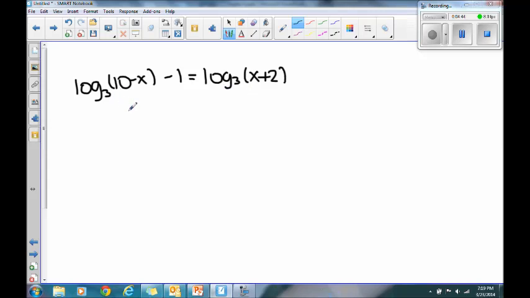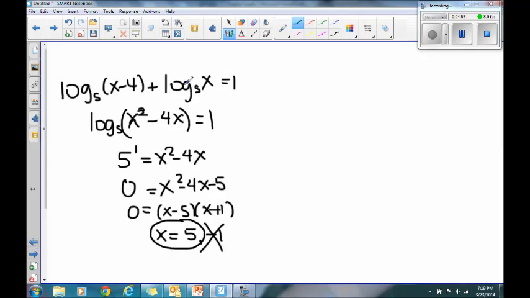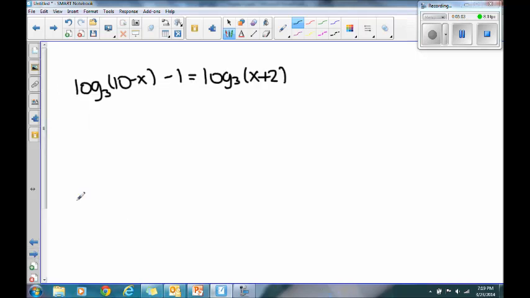Yes. Alright, now we notice first of all, when we scan the problem, we have logs in some of the terms, but we do not have logs in all of the terms. So our goal is to get all of the terms with logs in them on one side of the equal sign, and all of the terms without a log in it on the other side of the equal sign. And we do that like any other algebraic problem that we do. We use addition and subtraction to move our terms initially. So I'll leave my log base 3 of 10 minus x. I'm going to subtract log base 3 of x plus 2 to the other side.